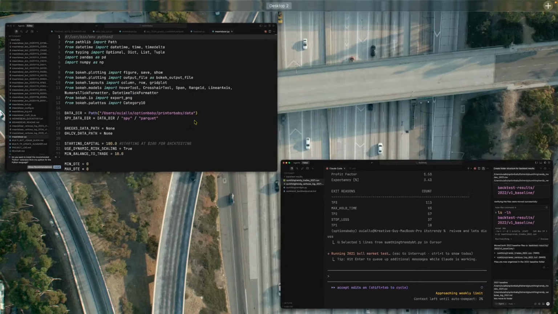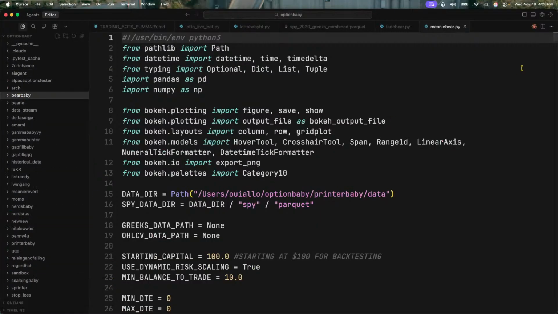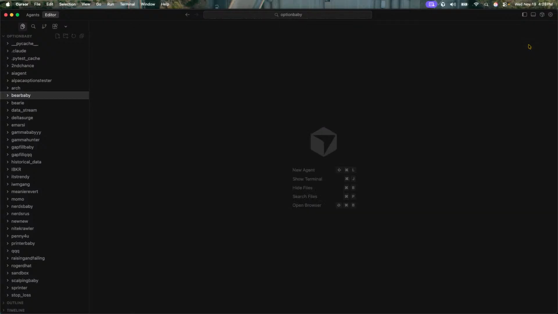All right, bro, while you're doing that, all right, so what do we need? We're going to be using Alpaca for the provider, or should I be using IBKR?